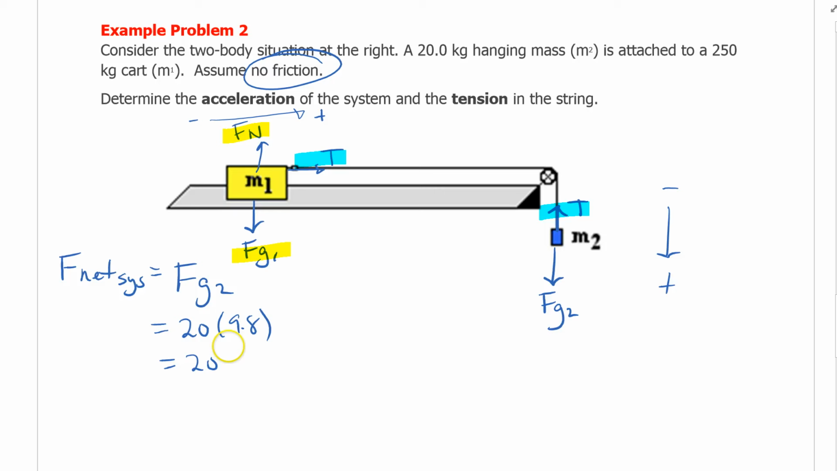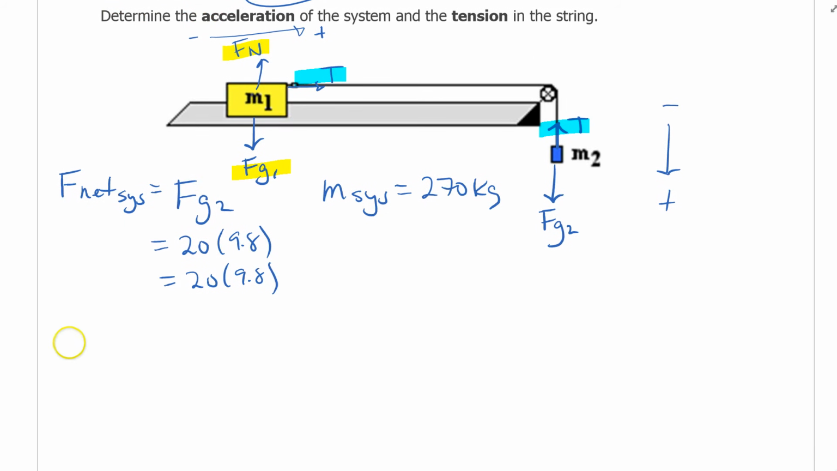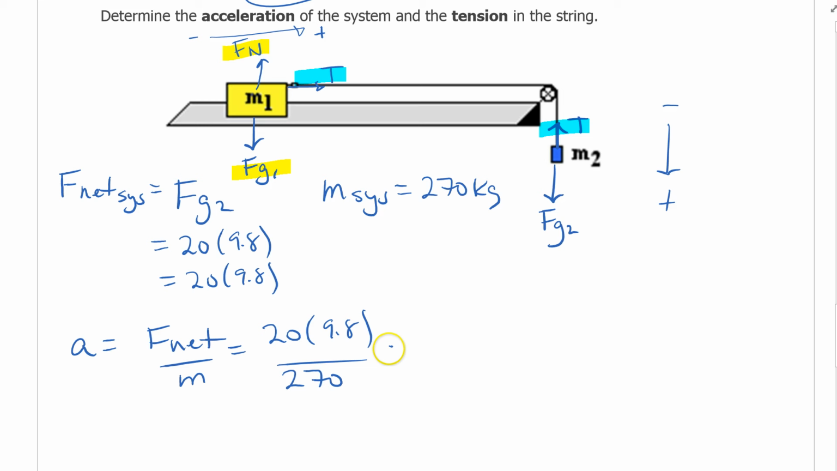You know what, I'll just leave it as 9.8 for now. Now the mass of the system is going to be equal to just 20 plus 250, 270 kilograms. So my acceleration is going to be equal to F net over m. So this would be that 20 times 9.8 all over 270.